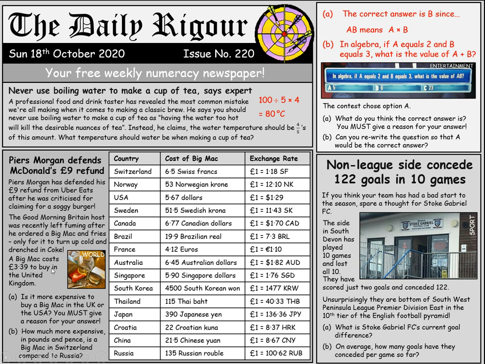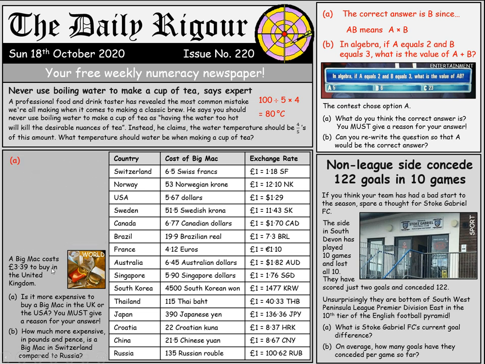Is it more expensive to buy a Big Mac in the UK or the USA? Well, what we have to do first of all is change both prices to the same currency. So you could have changed both to dollars, but I'm going to change to pounds. So in the USA, a Big Mac is $5.67. And to change this back into pounds and pence, we divide by the exchange rate. So in this case, we'd be dividing by 1.29 and then rounding to two decimal places because it's pounds and pence, isn't it? So that's £4.40. So we can clearly see here that it's more expensive in the USA, and that's since £4.40 is greater than £3.39.